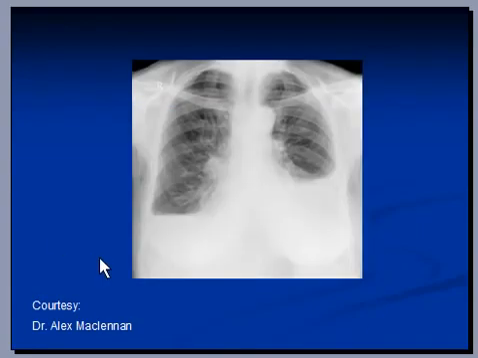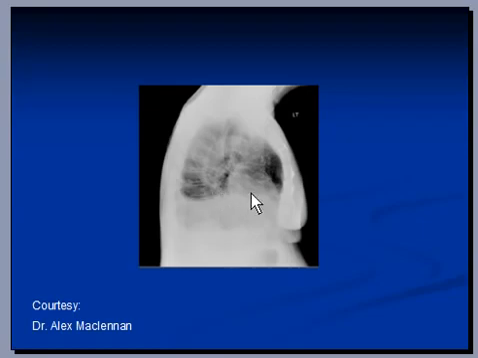Now this patient has got bilateral pleural effusion on both sides, on right side and left side, and the effusion is big enough to create fluid level here and here as well. If you look at the lateral view of this patient, you can again see two fluid levels which are indicating bilateral pleural effusion.